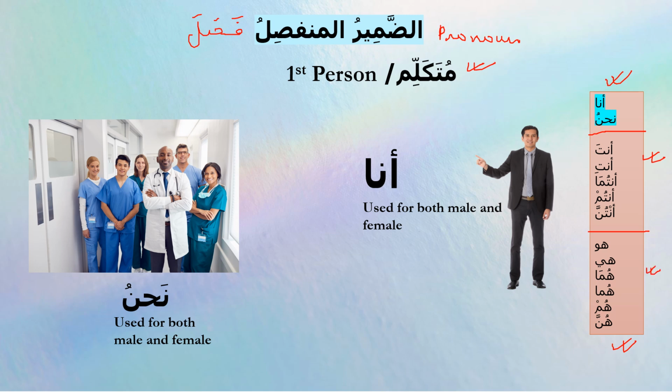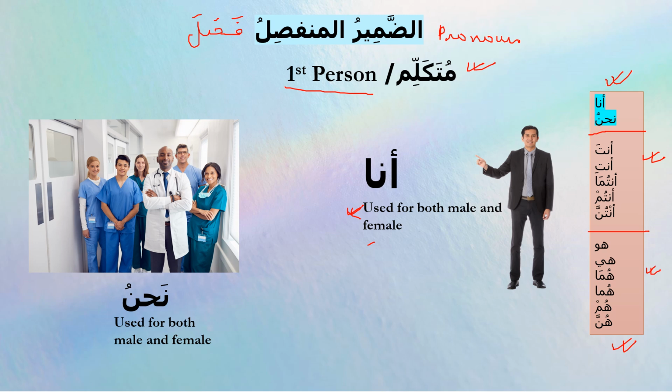So I will go along with the groups as I proceed with the pronouns. The first part is about the first person. That is the pronoun that you use for yourself and that others use for themselves. That is ana for I, and it's used for both male and female. Remember the first group, the first person.